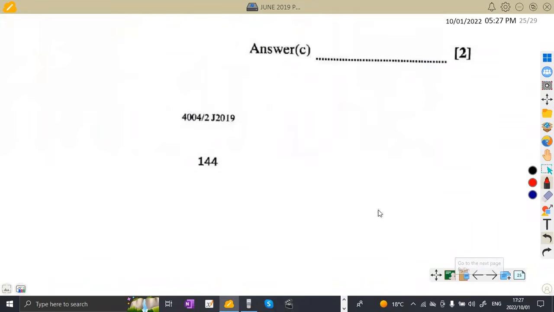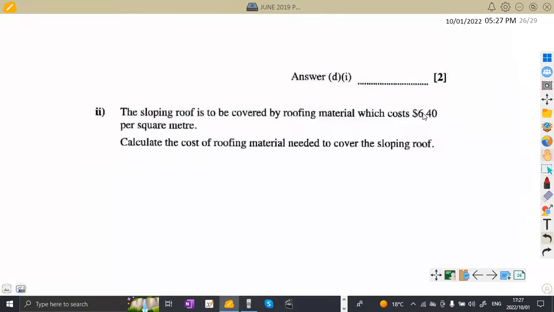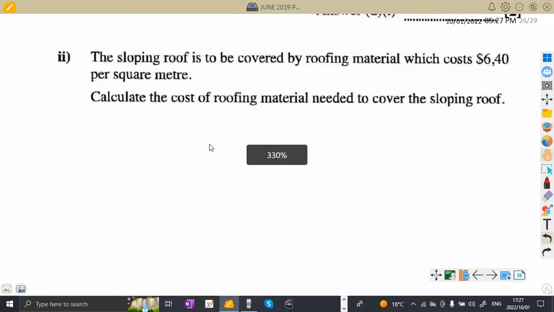We've got the length of DE. Then let's see this one. The sloping roof is to be covered by roofing material, which costs 640 per square meter. Calculate the cost of roofing material needed to cover the sloping roof. Okay, what is the sloping roof in this case? Let us cross-check where we have got our sloping roof. Which part are we actually talking about? Then we can multiply by the amount.